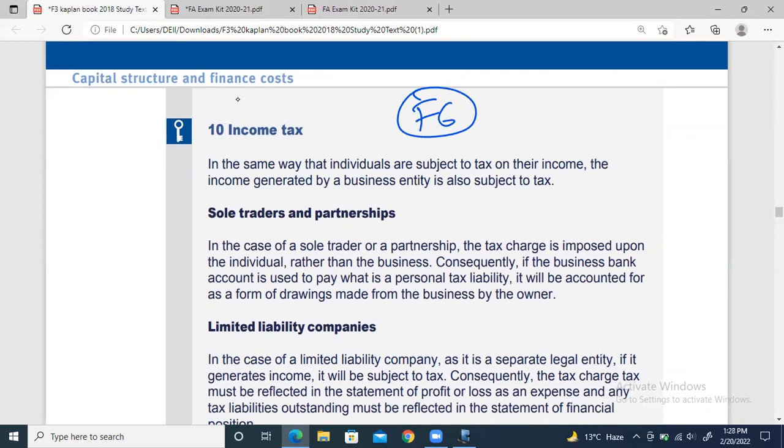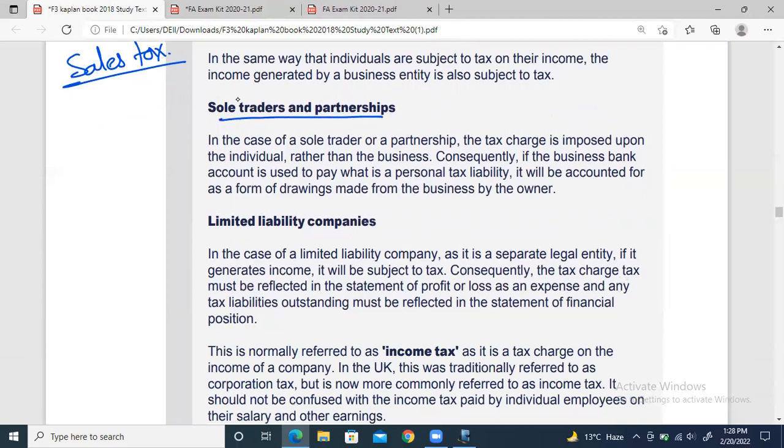Right now in F3 as well, we have studied one kind of tax, and that was, if you remember, sales tax, the input tax and output tax. If you remember, we studied it in, I think, chapter 5 or 6 at the start, right? But this is not sales tax, this is income tax. So whatever financing or income or cash the company is receiving, this is the tax on that. Okay. So let's first talk about the sole trader and partnership, and then we'll look at limited liability companies, because both have their own way of recording.